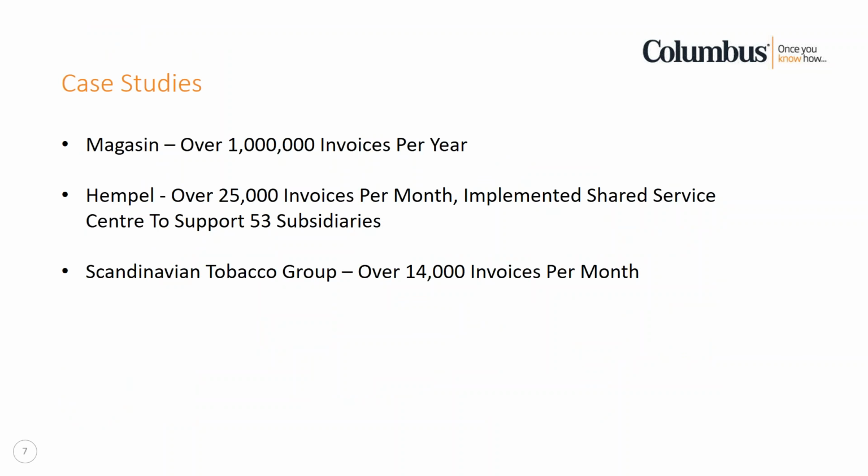To Increase have got some case studies. These are three they've picked out. Maxin says they process over 1 million invoices per year. They're the biggest department store chain in Denmark, and they're part of the Debenhams group. The next one is a good example where we've got shared services. Hemphill, they do coatings. They do 25,000 invoices a month over 53 AX legal entities. And the last one, Scandinavian Tobacco Group, just 14,000 invoices per month. So quite a lot of high volumes being pushed through there.